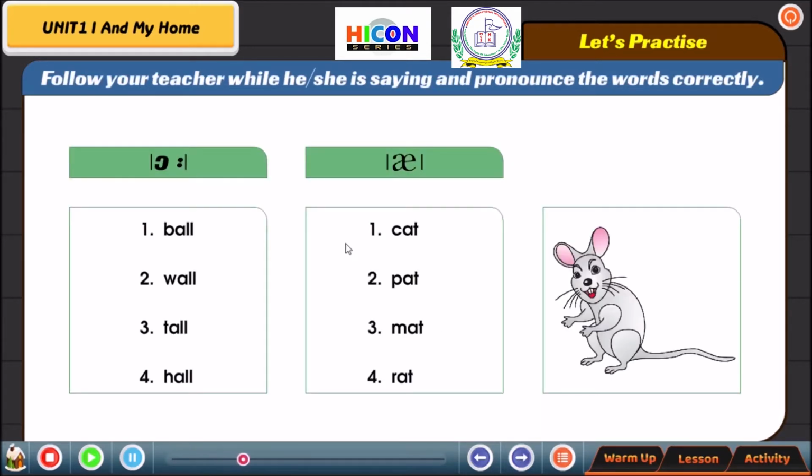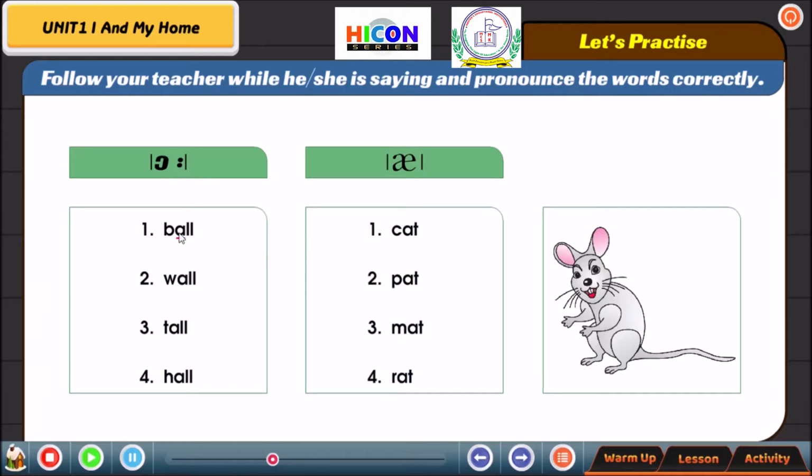So in some words in English, the problem is that we will pronounce A as O, right? The letter A is pronounced as a long O. And in some words, A is pronounced as an A, right? So this is a symbol for an A. This is a symbol for an O, right?